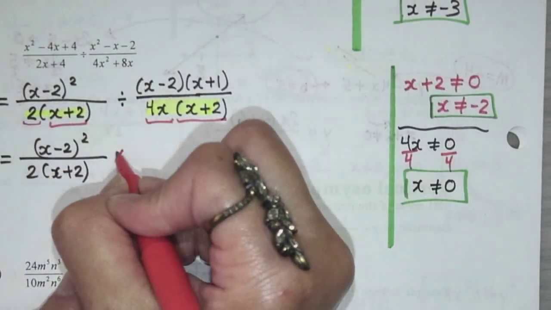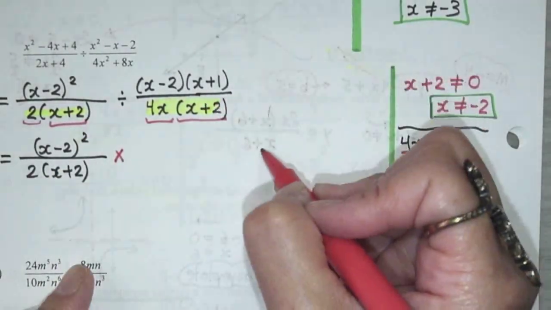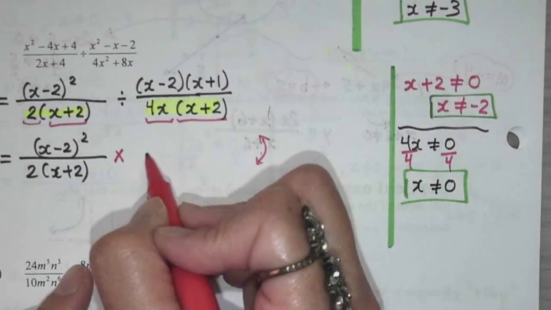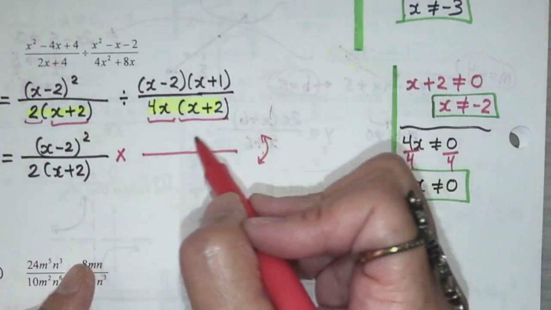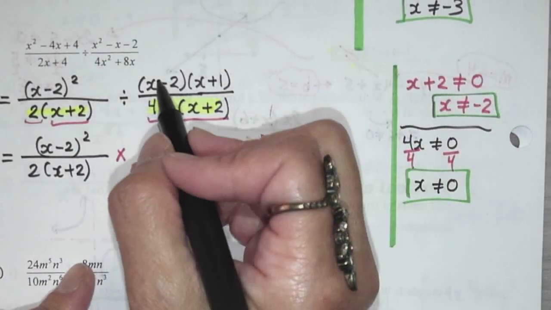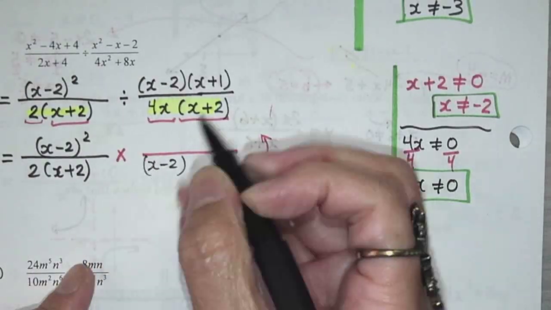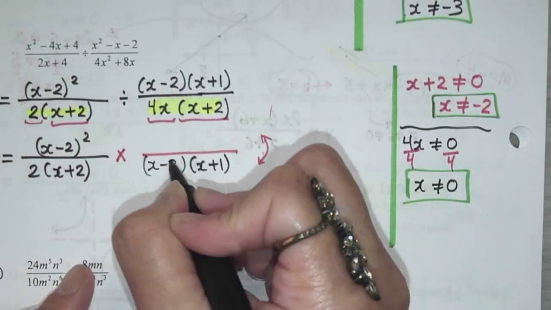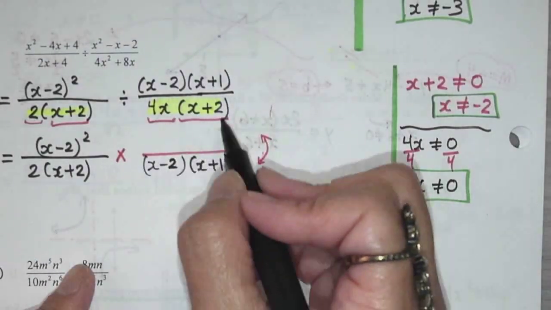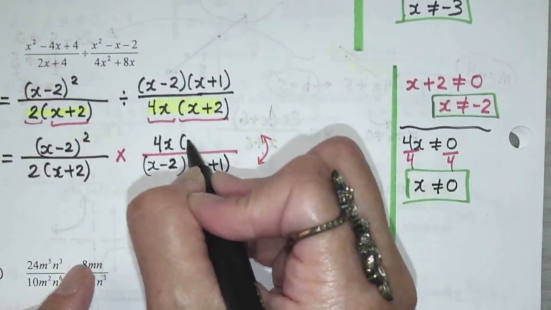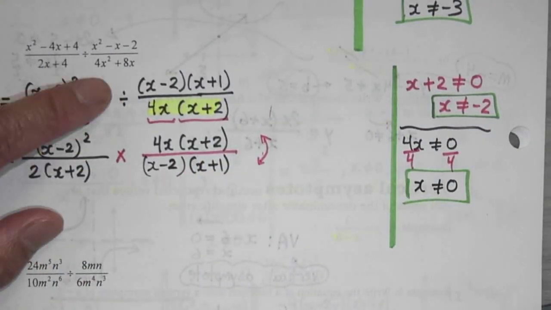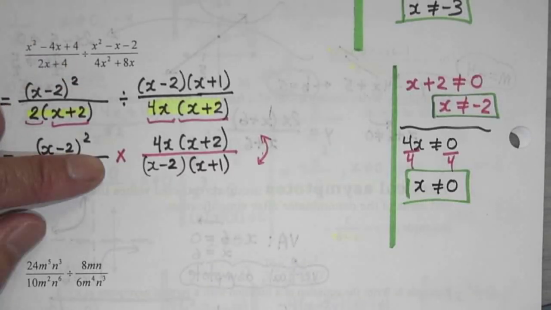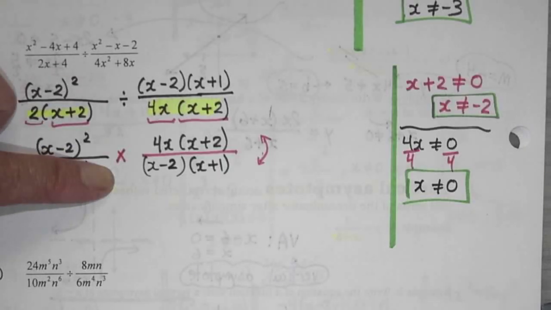Change this to multiplication and then reciprocal, right? So then this flips around. When we did fractions, you change it to multiplication and flip it around. So the numerator goes down here, x minus 2, x plus 1. This flips up, 4x and x plus 2. Does that make sense? So division becomes multiplication and you do the reciprocal. Could you have done that on the first step? Sure. You can do that right away if you see that division is multiplication.